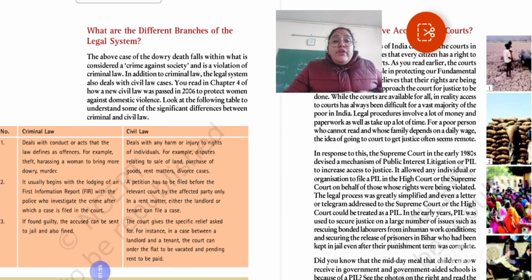Now children, to avoid this, the Supreme Court devised a mechanism of public interest litigation, or PIL, in the early 1980s. In order to increase access to justice, it allowed any individual or organization to file a PIL in the High Court or the Supreme Court on behalf of those whose rights were being violated. The legal process was greatly simplified, and even a telegram addressed to the Supreme Court or the High Court could be treated as a PIL.